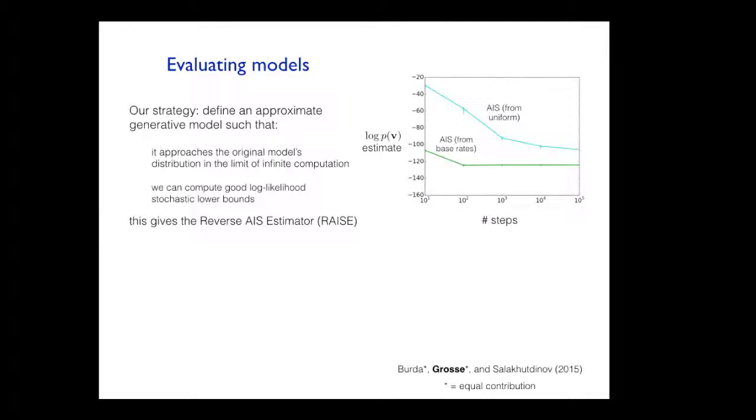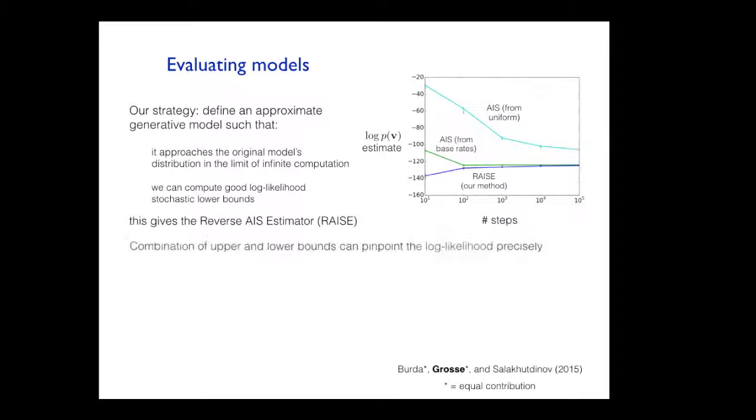And so the approach that we take is to define an approximate generative model such that it's parameterized by a computation parameter. And as that computation parameter goes to infinity, it approaches the distribution of the original model. But the approximate model is one such that we can actually obtain good stochastic lower bounds on the log likelihood. And this is an estimator that we call the reverse AIS estimator.